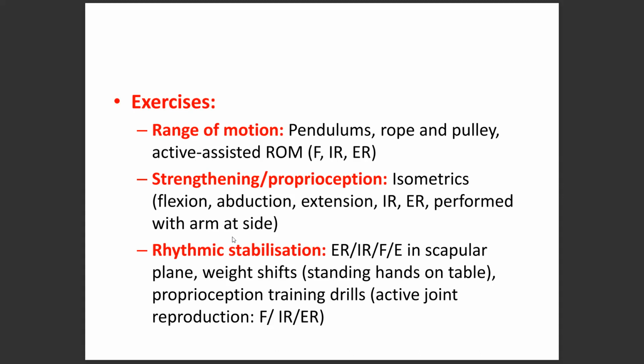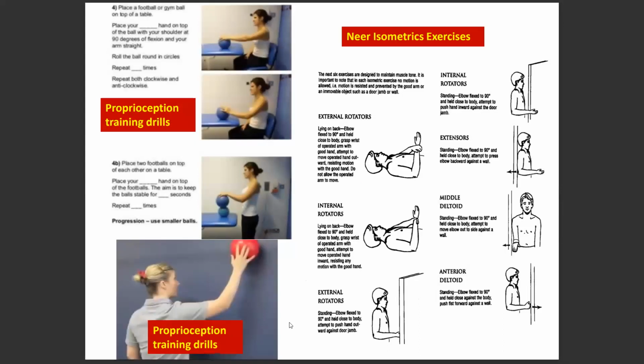Similarly, some PNF techniques should be applied, specifically rhythmic stabilization for the external rotation, internal rotation, flexion, and extension, and scapular plane. Weight shift standing with hands on table, proprioception training drills, active joint reproduction in flexion, external rotation, internal rotation. So these are some of the proprioception training drills. These are also proprioception training drills, and these are the isometric exercises for the internal rotators, external rotators, extensors, and other muscles of the shoulder girdle complex.